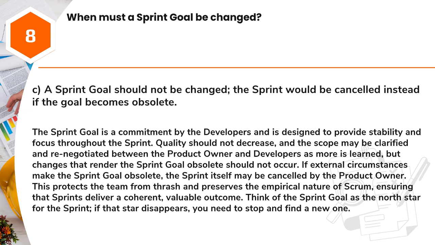If external circumstances make the sprint goal obsolete, the sprint itself may be cancelled by the product owner. This protects the team from thrash and preserves the empirical nature of Scrum, ensuring that sprints deliver a coherent, valuable outcome.